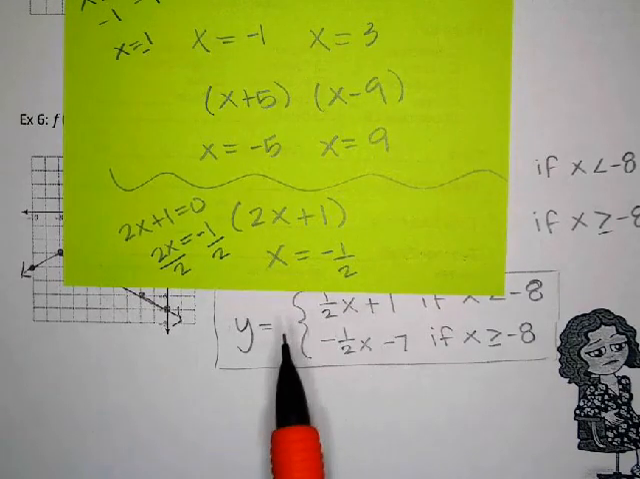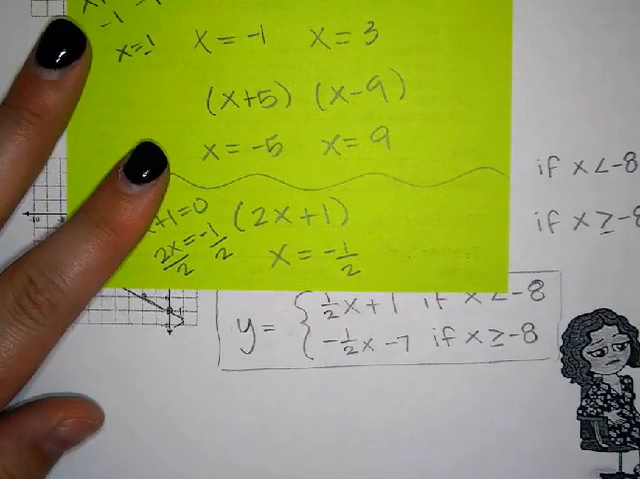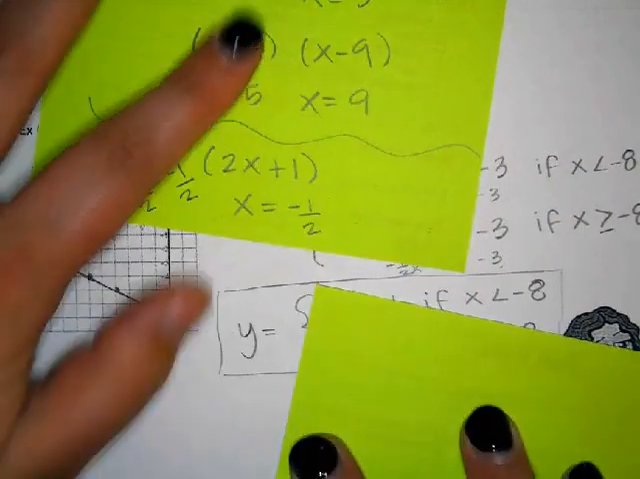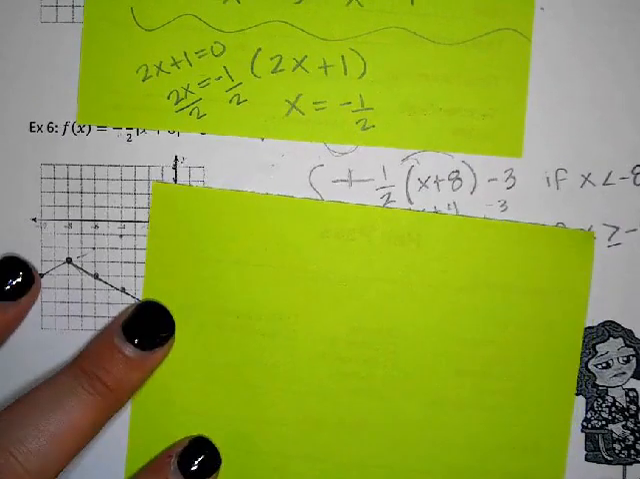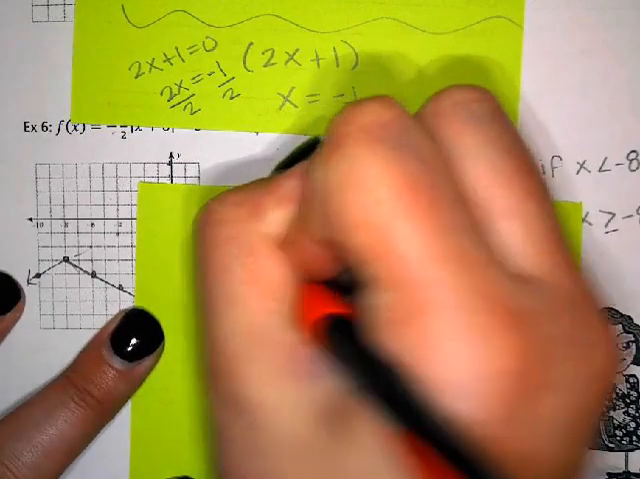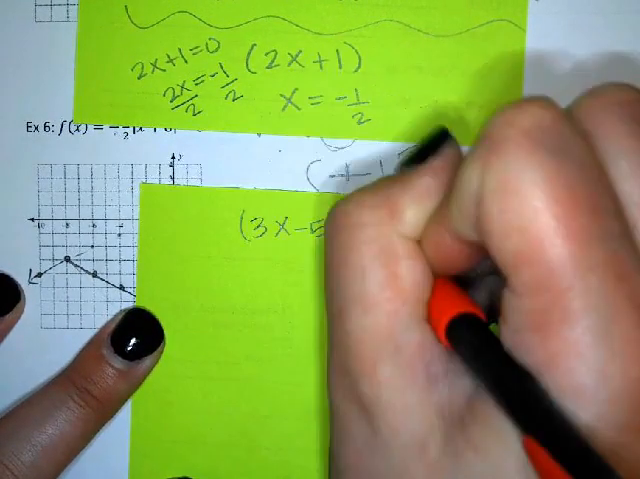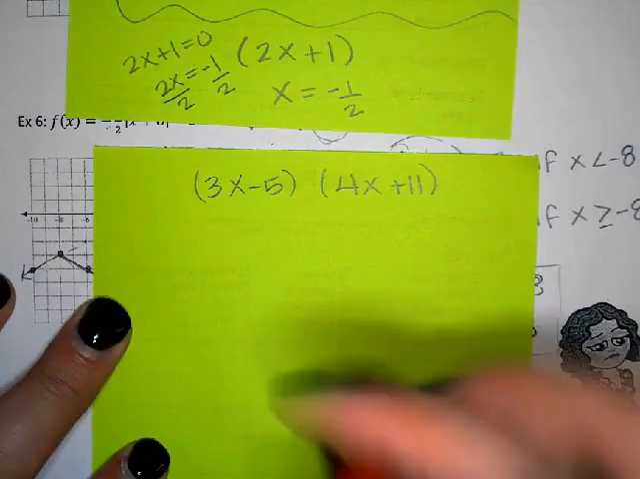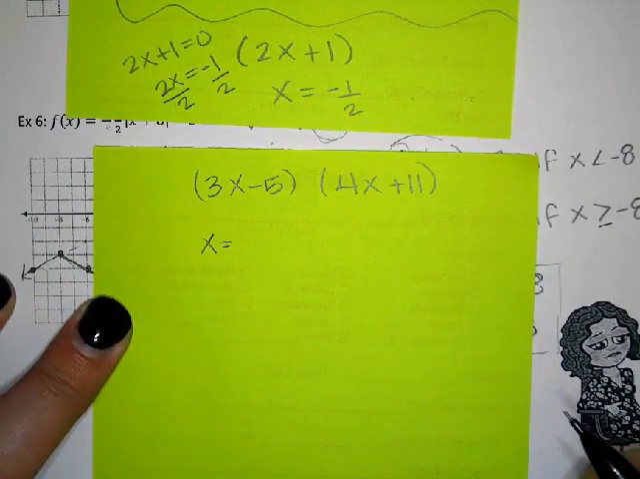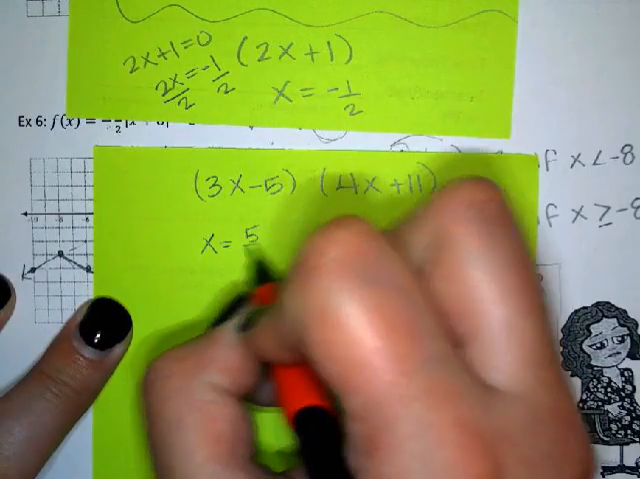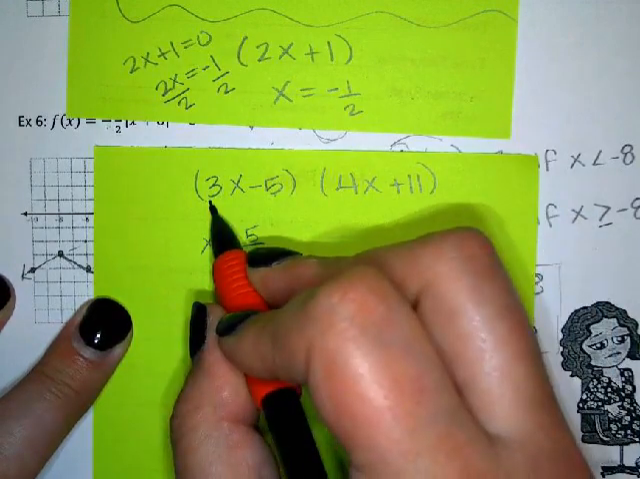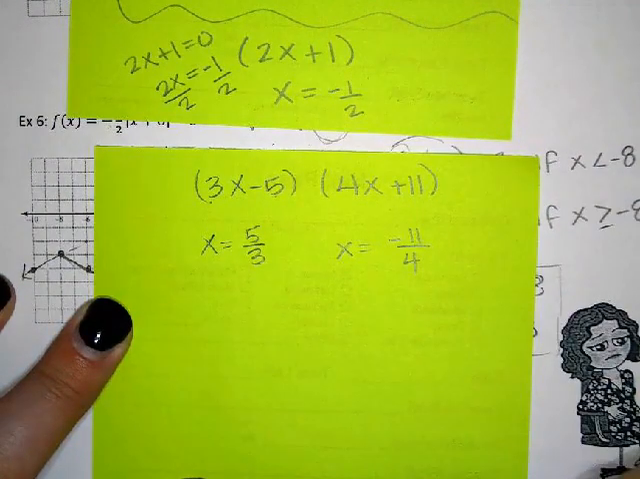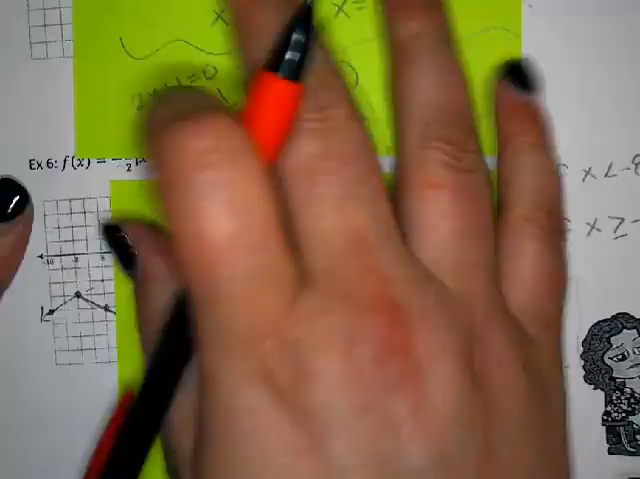Do you guys vaguely remember that? Yeah. Okay, so let's just practice a few of these and make sure that we still remember. If we had one like 3x minus 5, 4x plus 11, what would the answers be? I think it would be fraction. Yeah, so positive 5 over 3, negative 11 over 4.